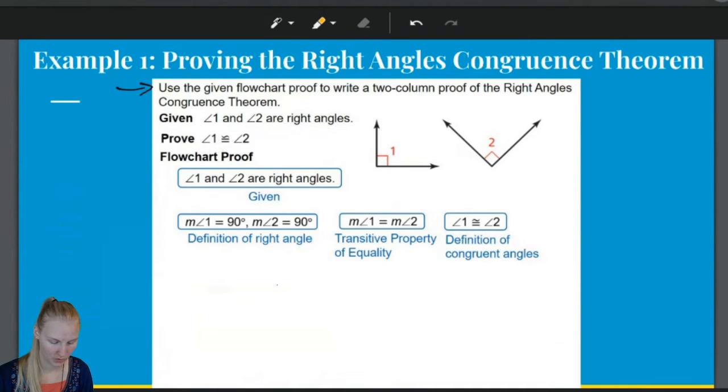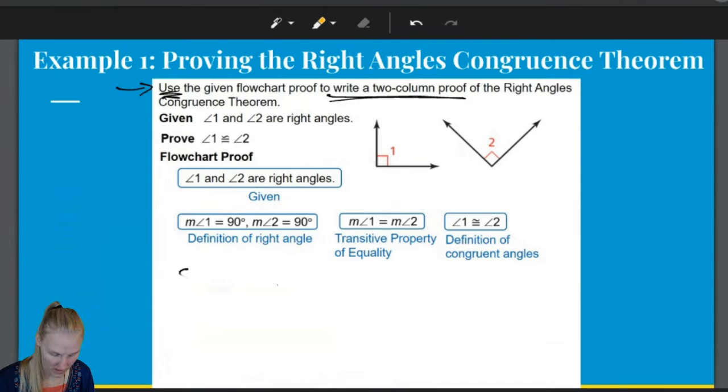Okay, so we are given that angle 1 and angle 2 are right angles. That is the given. So they already wrote this proof for us. What we're going to do is we're going to understand the proof, and we're going to use it to write a two-column proof.